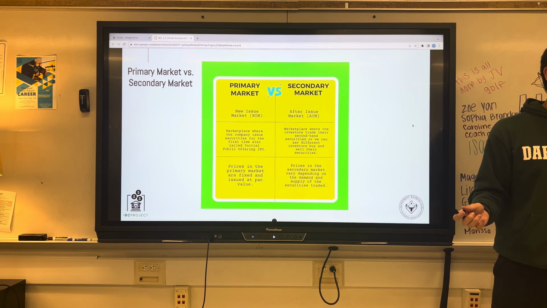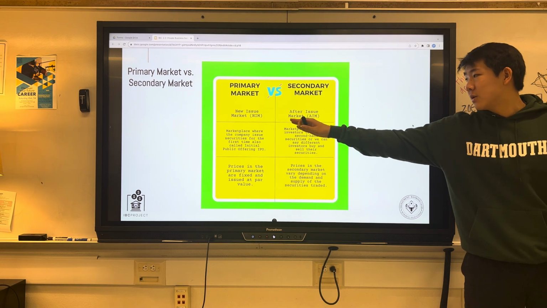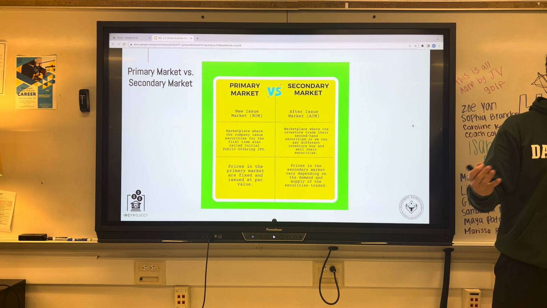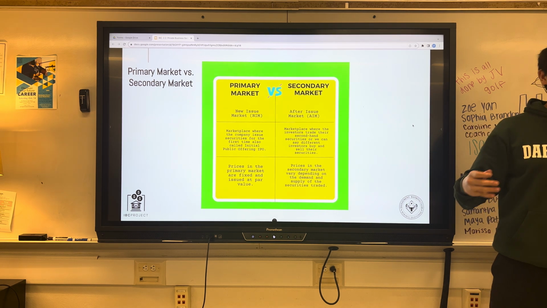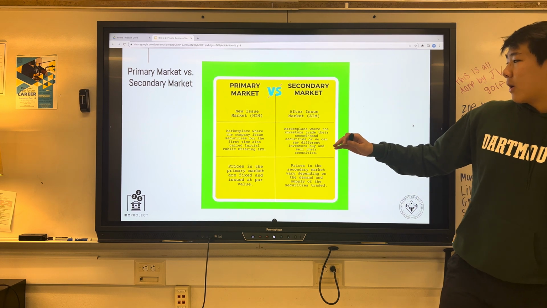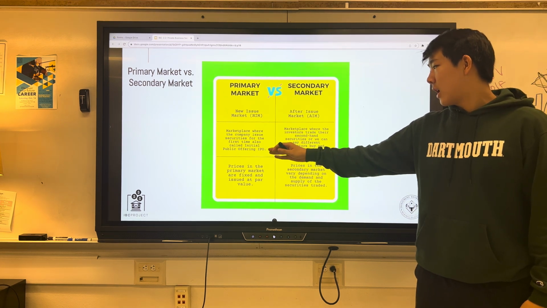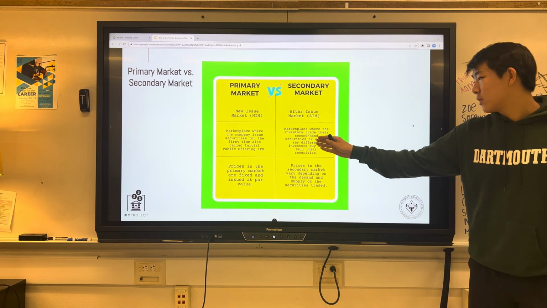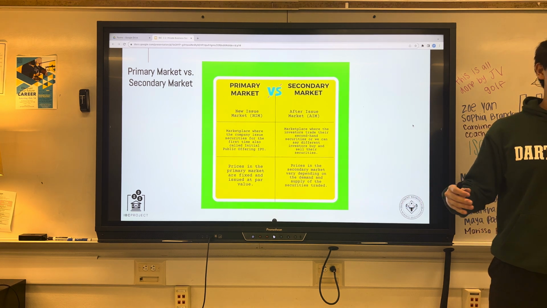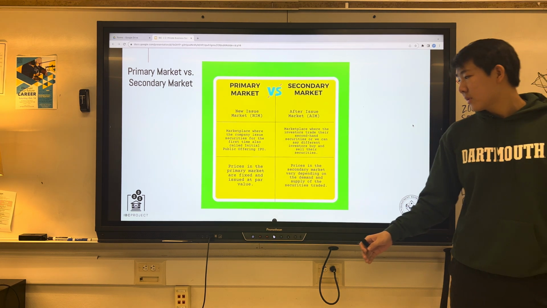So after the company IPOs on the NYSE or the NASDAQ, for example, the way that a lot of investors like us are able to trade these stocks is on the secondary market. New issue market just means that it's for new securities. After issue market is that after the security is issued, then you're able to trade it. The marketplace where the company issues security for the first time, i.e. IPOs, versus the marketplace where the investor trades second-hand securities, so we're able to trade these stocks.